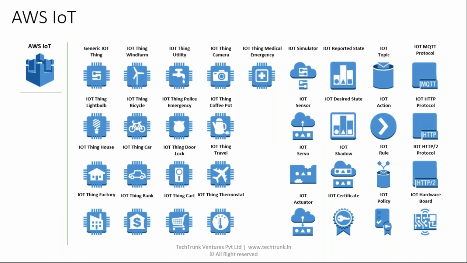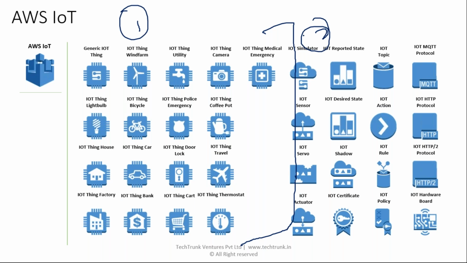So now let's get started with Amazon AWS IoT. You see, here you're having two categories. This is the left hand side category, category 1, and this is the right hand side category, category 2. In category 1, Amazon provides you ready-built infrastructure for your IoT use cases. For example, you have IoT wind farm, utility, camera, emergency, medical, coffee pot, travel thing, thing door, thing bank. You want to make a bank an IoT system, your factory an IoT system, a house an IoT system, light bulb, bicycle. They already have ready-made infrastructure for that.